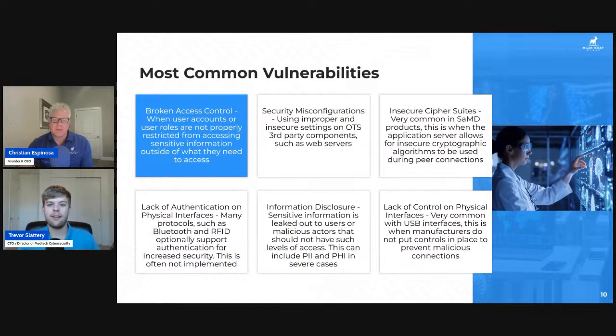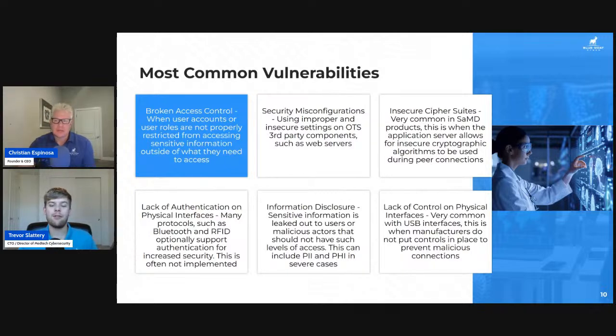Another very common thing is security misconfigurations. So this is using improper or insecure settings on off-the-shelf third-party components, like a web server. The reason I bring up web server as an example is by default, a lot of web servers disclose information about what components are in use, information about the web server, and they leave it as server headers, which anyone can see in the open. Now, considering that a lot of software as medical device products use web servers for hosting, this is a very common problem that we see. Security misconfigurations, of course, can be a very broad umbrella of problems. However, this is an easy example and something that we'll see on most penetration tests against SAMD products.